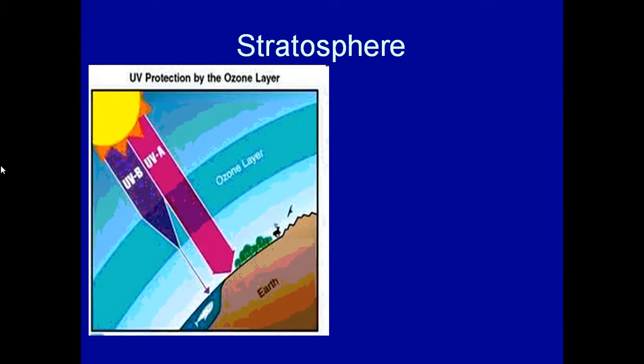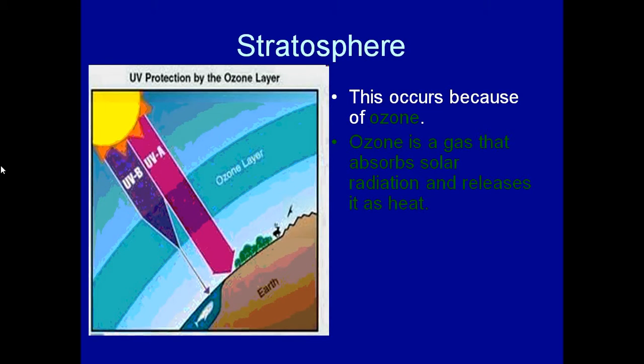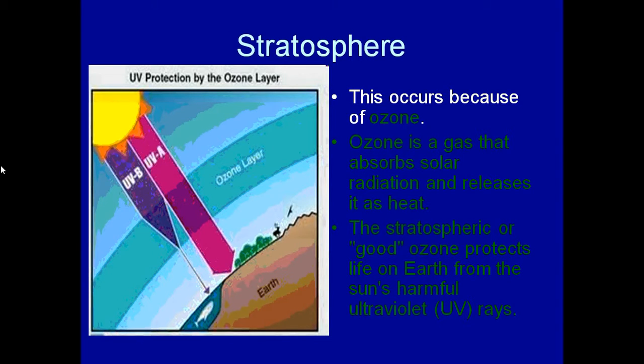UV protection by the ozone layer. Stratosphere. This occurs because of ozone. Ozone is a gas that absorbs solar radiation and releases it as heat. The stratosphere, or good ozone, protects life on Earth from the sun's harmful UV rays, or ultraviolet rays. So the ozone is found in the stratosphere.